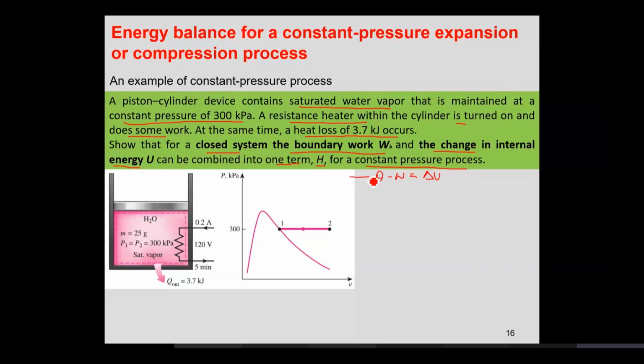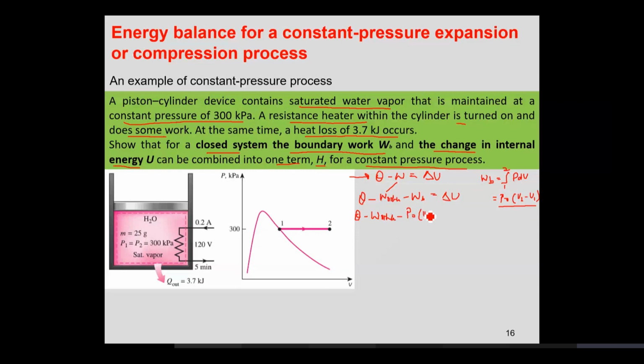Now we further say that we can split W into W other, which is any work other than the boundary work, and the boundary work. So Q minus W could be split into work other and boundary work, W_b. And for boundary work, the expression is integral 1 to 2 PdV. For a constant pressure process, we can represent PdV as P naught into V2 minus V1. So we can write this equation: Q minus W other, and for boundary work we represent P naught into V2 minus V1, is essentially equal to delta U.